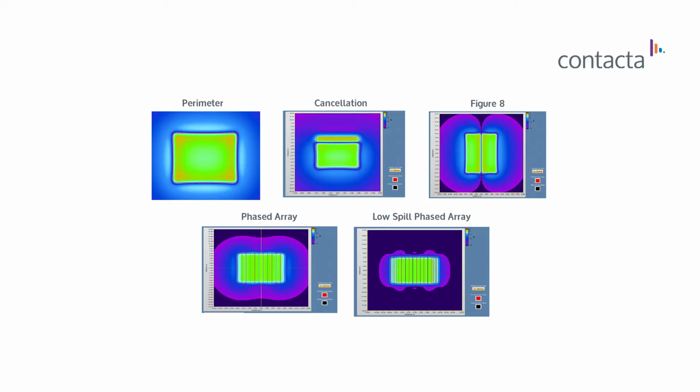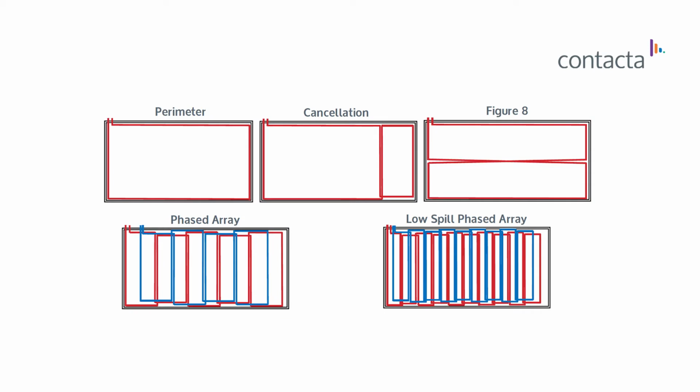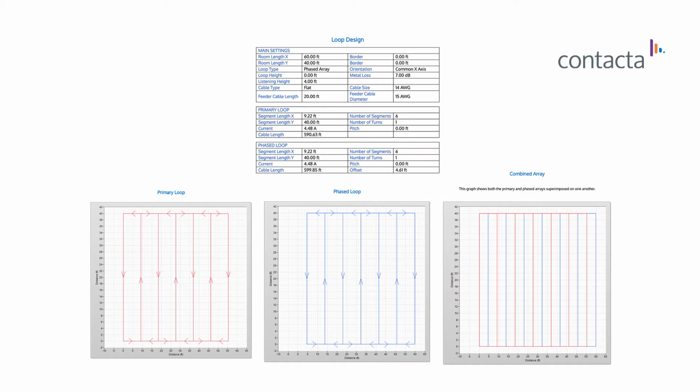Our design software gives you the option to choose a layout that best suits your environment. This may be a phased array, a perimeter loop, a phased array with cancellation loops, or even a figure-of-8 loop. Our loop design software also outputs sketches and diagrams for the installer, detailing dimensions, equipment needed, placement and locations of the loop cables.